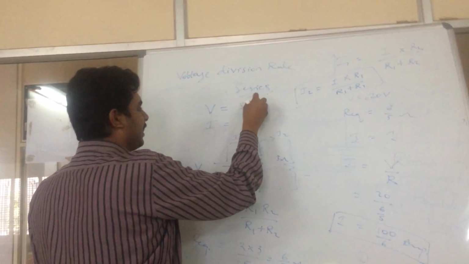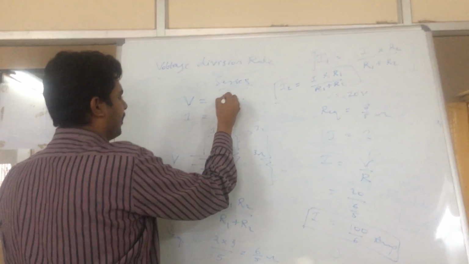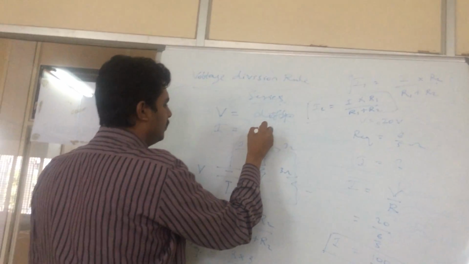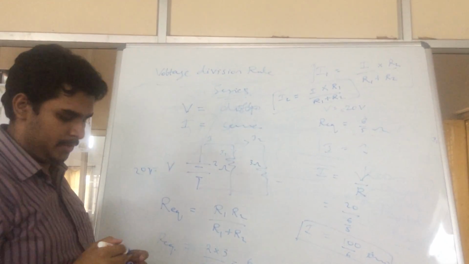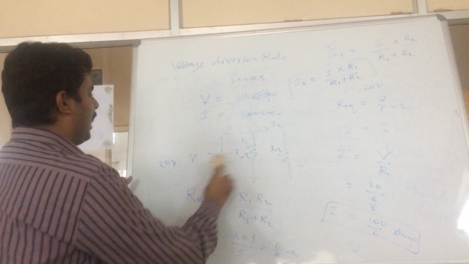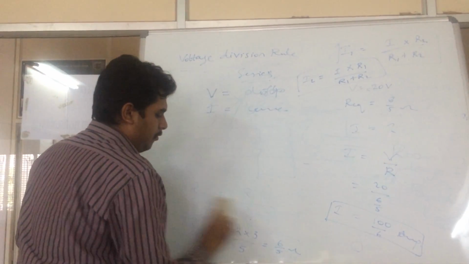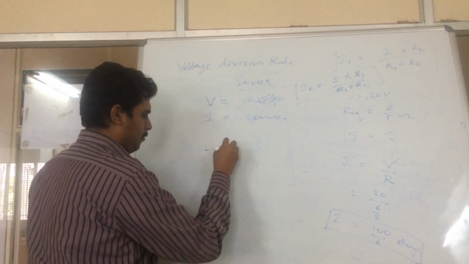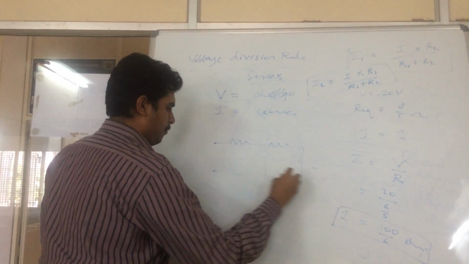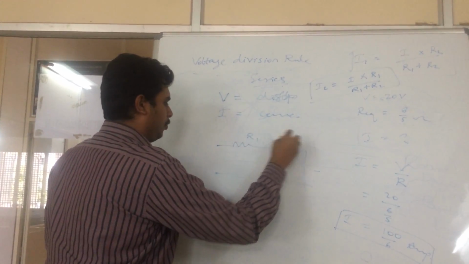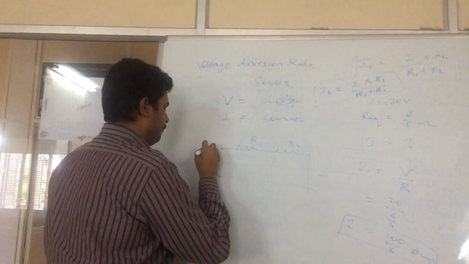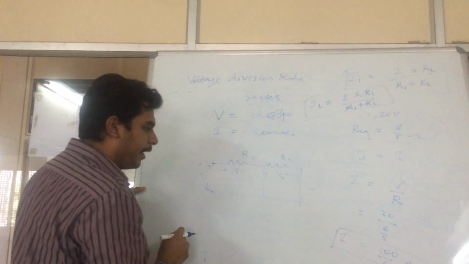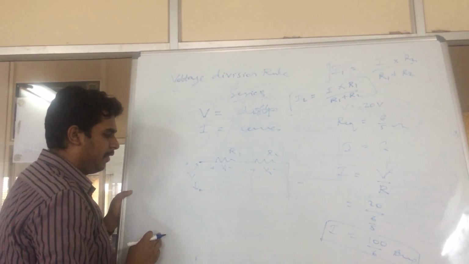Where the resistors are in series, the voltage will drop across each, and the current will remain the same in the whole loop. The current will be the same. So let us take one simple example. That is R1, R2, V, this is V1, this is V2. Now I want to calculate the drop in voltage of V1 and V2.